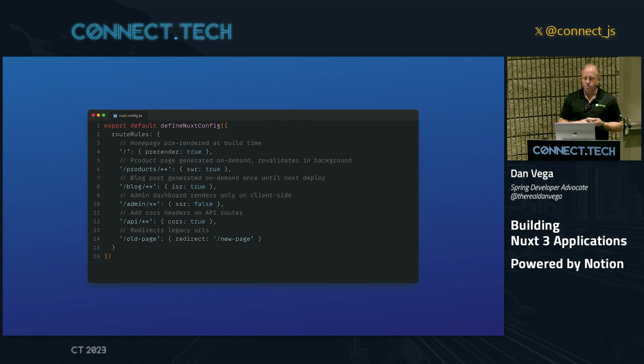So on the home page, I'm saying pre-render is true. That means statically generate that. On products, I'm saying, hey, this is generated on demand, and it will revalidate in the background. Now that SWR, ISR, you could set to a number as well. You could say, hey, like I did, every 60 minutes, I want you to revalidate. You can also do CORS and then some redirects. So these route rules are really configurable and really great in Nuxt.